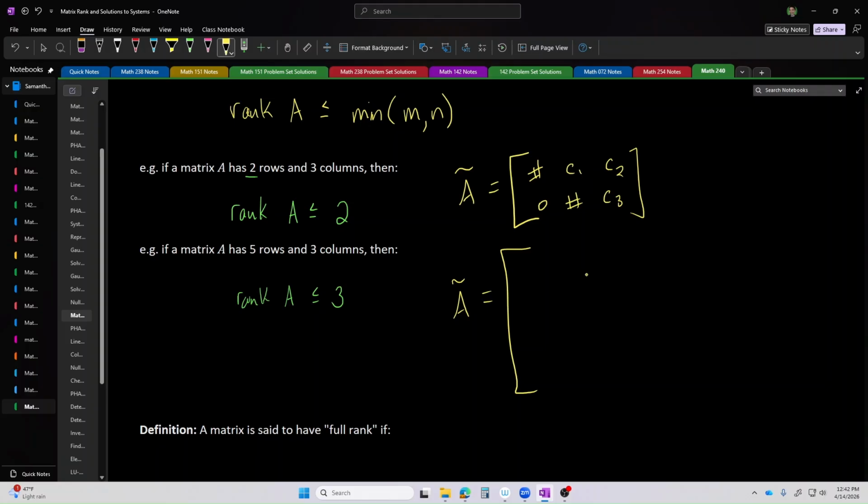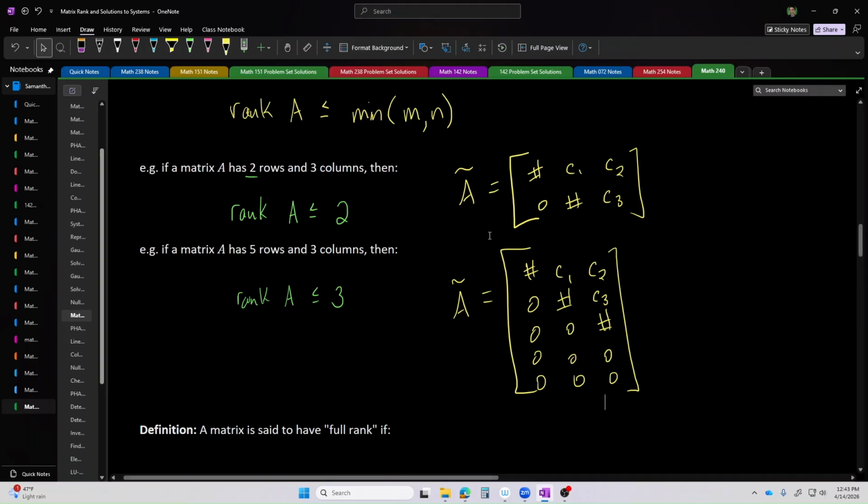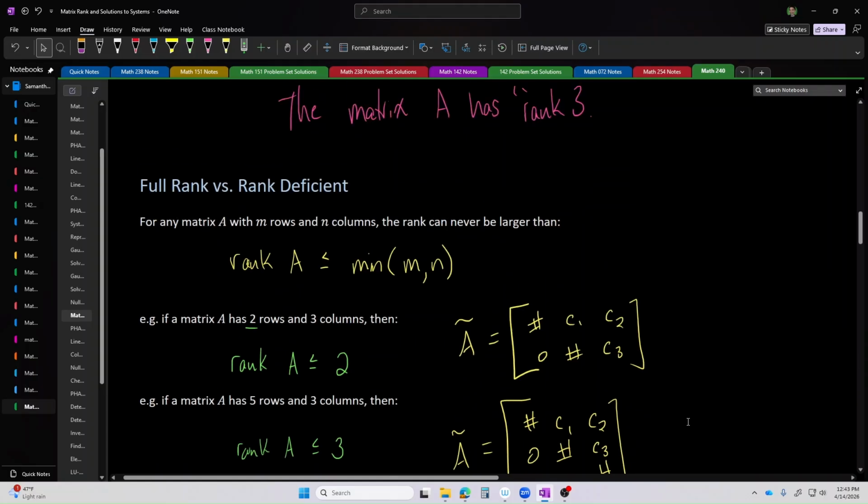If you've got 5 rows, then maybe you have a pivot here and zeros underneath that. Maybe you have a pivot here and zeros underneath that. Maybe you have a pivot here and zeros underneath that and some other values elsewhere. But again, there are only so many spaces where the pivots can fit in a matrix of this size. So if your matrix has 5 rows and 3 columns, you cannot fit more than 3 pivots inside the reduced version of that matrix. So you have a cap on the rank of a matrix of a given size.